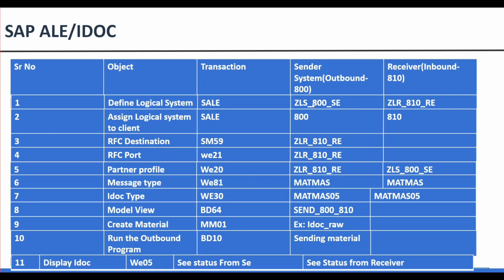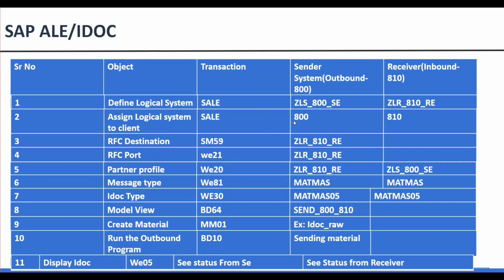Okay, this is the name of the sender system name, and this is the name of the receiver system name. These two steps should be maintained at the sender system level. That one we can call an outbound. And this system, the logical system: what are the logical systems you have created with respect to the client?